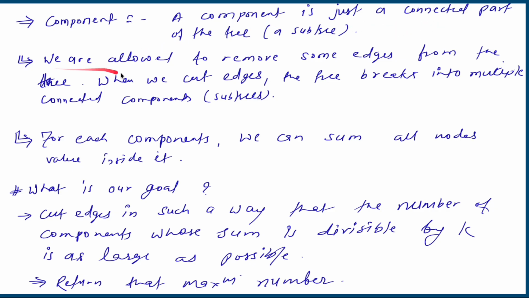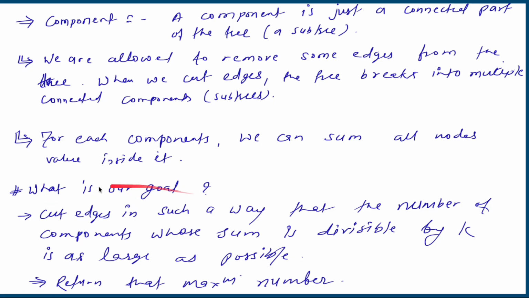So we are allowed to remove some edges from the tree, right? What can we do? We can remove some edges from the tree that is given to us. When we cut the edge, the tree breaks into multiple connected components, right? So you understand, right? If we cut any edge, definitely it will break into components. For each component, we can sum all the node values inside it, and then we'll check the divisibility and other things.